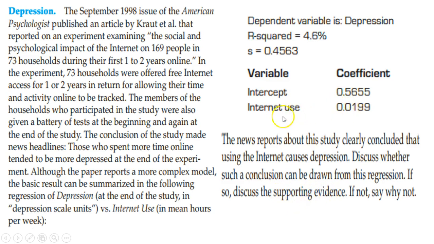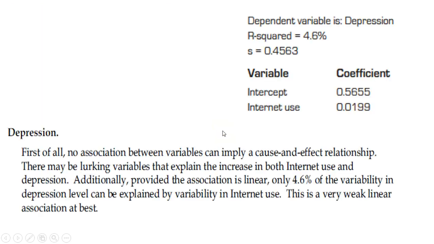So, here is what we have, right? We can set up the equation for it, but only 4.6% of the y-axis variability is associated with x-axis variability, which I believe the y-axis was depression. So only 4.6% of the variability in depression can be associated with the variability in internet use. Doesn't seem too high to me.